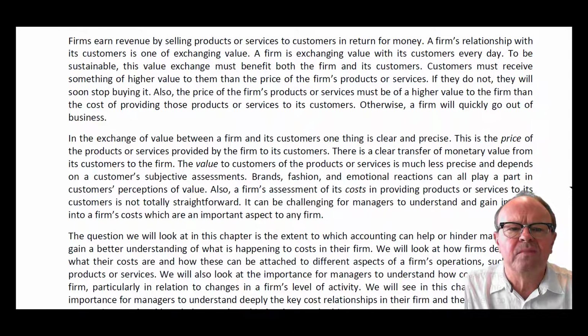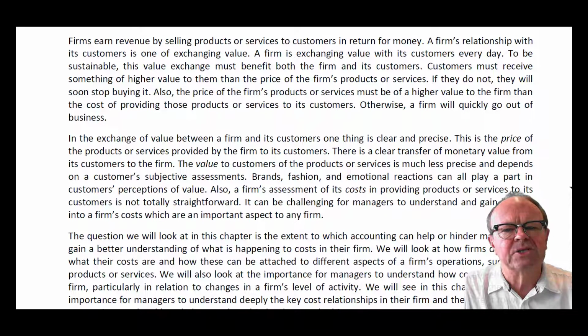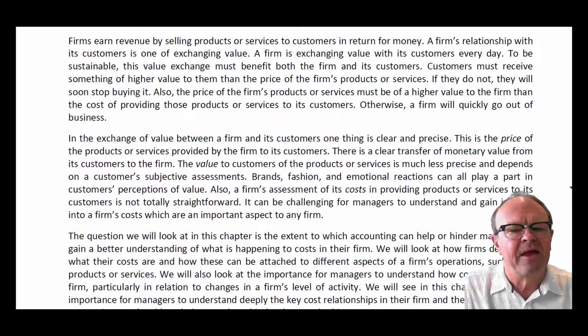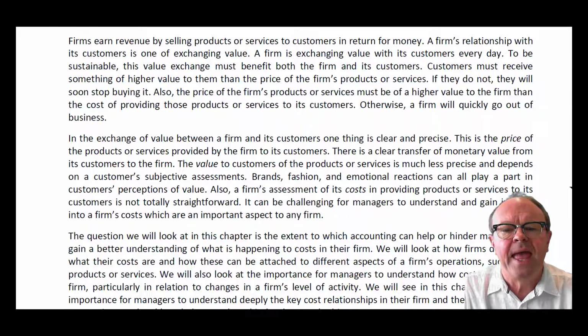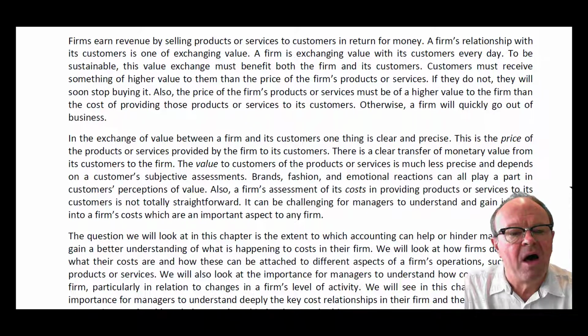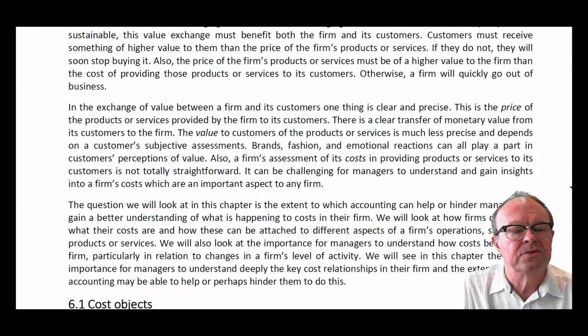Firms earn revenue by selling products or services to customers in return for money. A firm's relationship with its customers is one of exchanging value. A firm is exchanging value with its customers every day. To be sustainable, this value exchange must benefit both the firm and its customers. Customers must receive something of higher value to them than the price of the firm's products or services. If they do not, they will soon stop buying it.